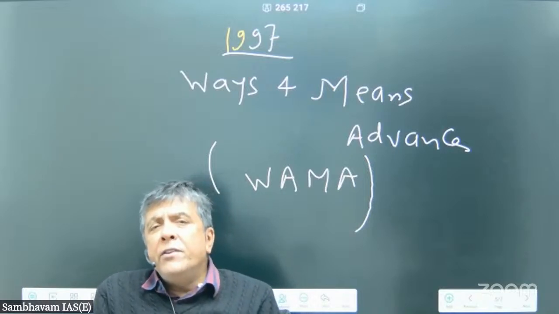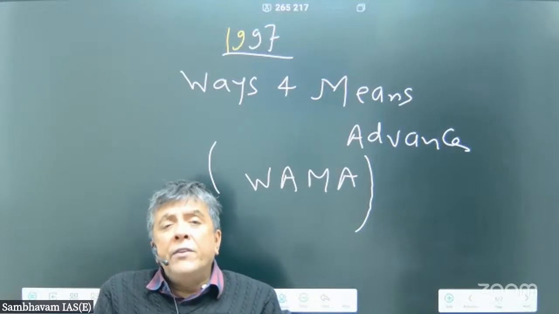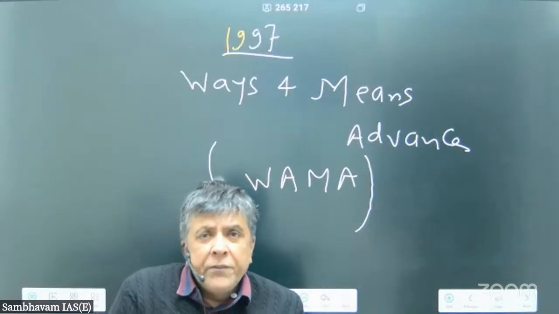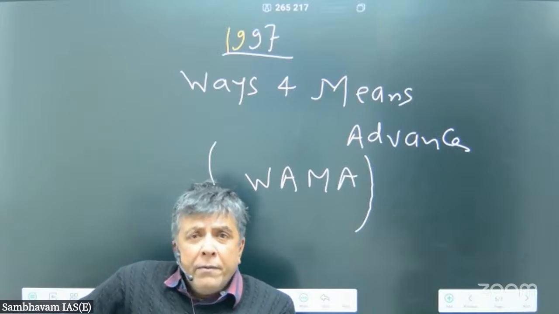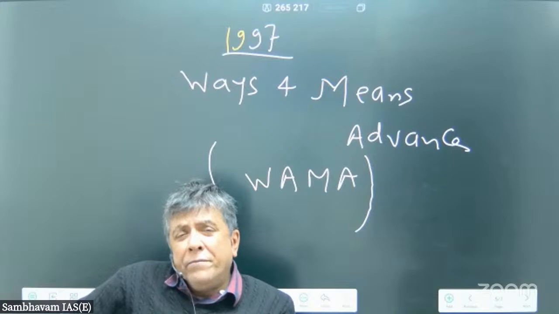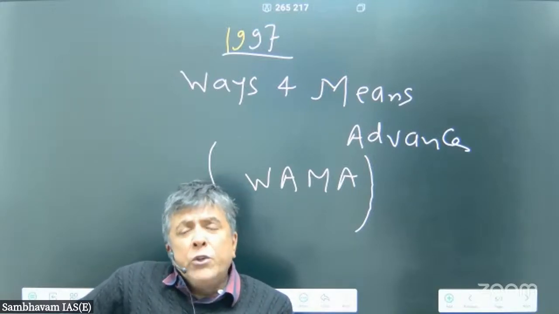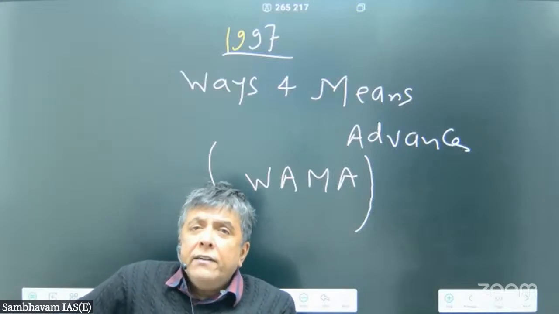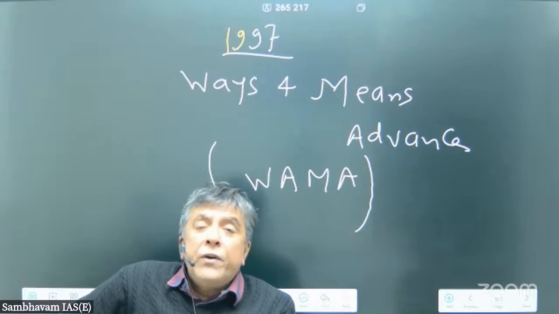Now, ways and means advances are still operational, but they are not a source of financing the budget. I hope this point is clear, yes or no. Deficit financing was one of the major sources of financing the budget of the government. But now, ways and means advances are still there. Here also, the government is taking a loan from the RBI, but it cannot be said to be one of the major sources of financing the budget. It cannot be used to finance the budget.